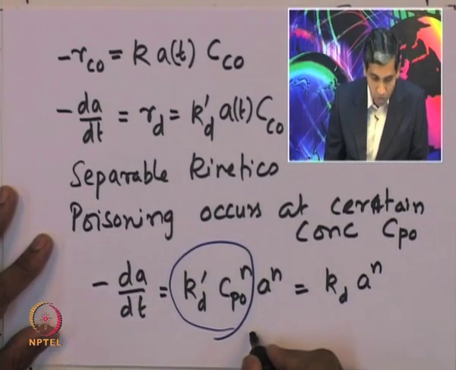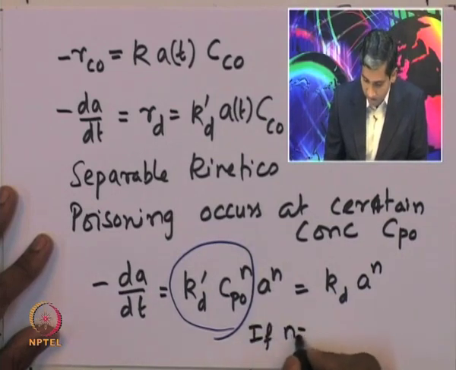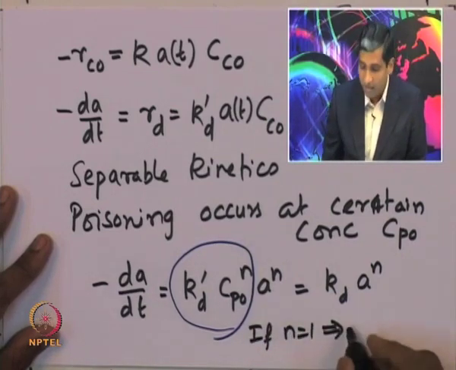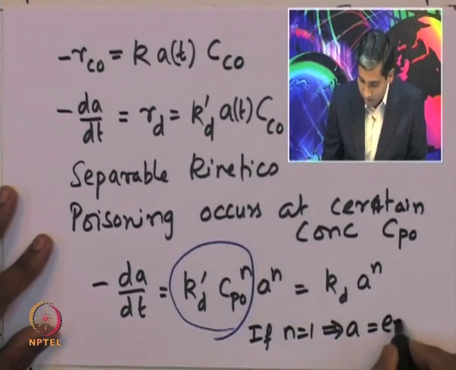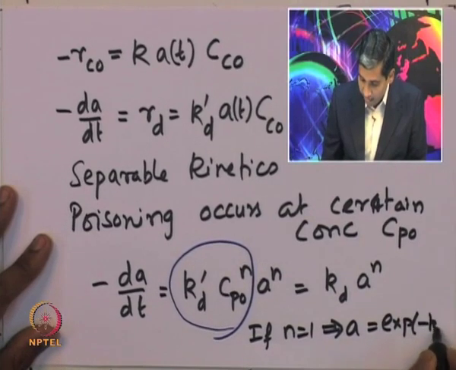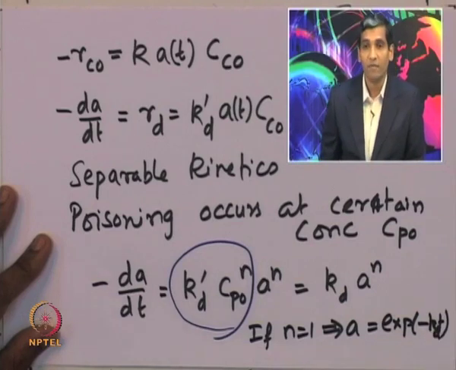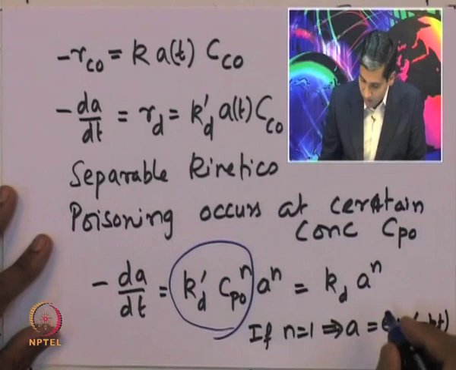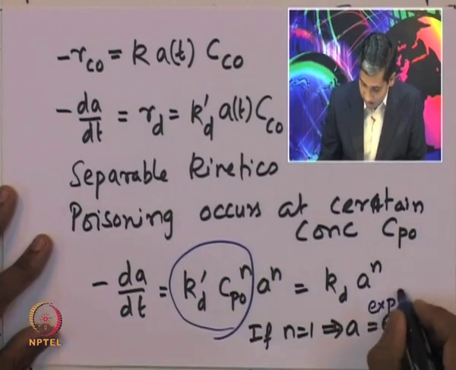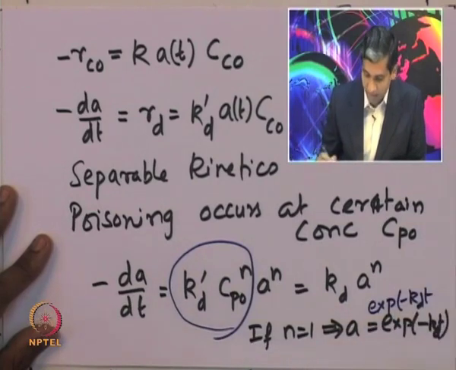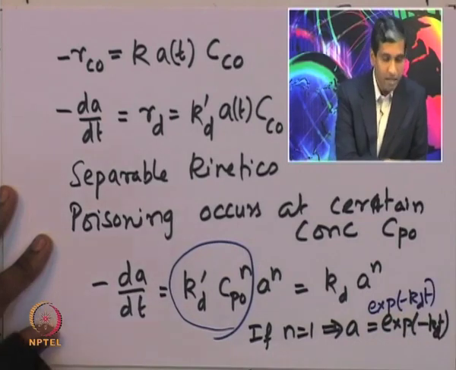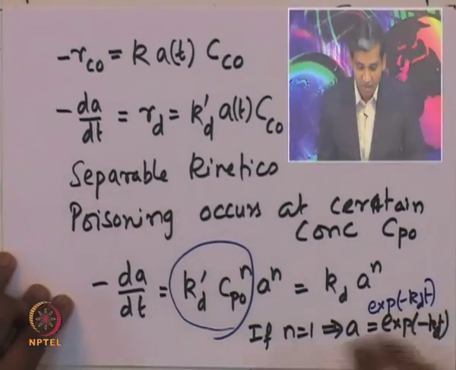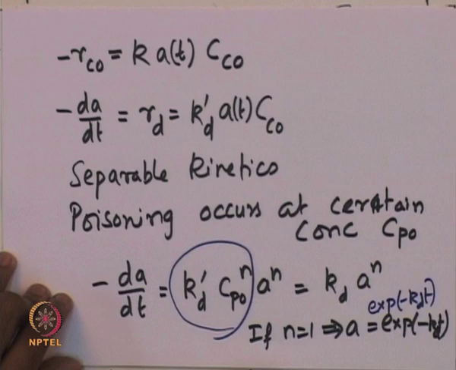So, if n is equal to 1, that means that the activity is given by exponential of minus K_d into t. So, that is the activity as a function of time for this particular case when n is equal to 1.